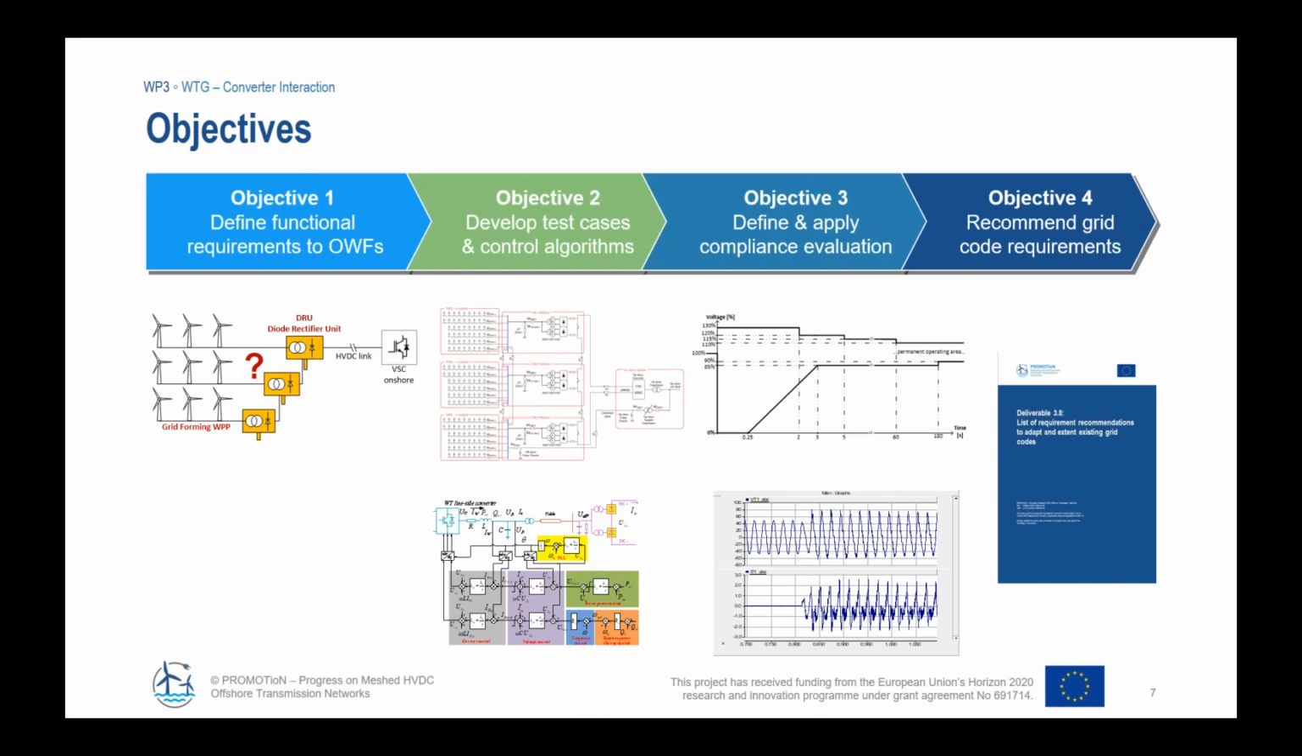black start came up as one of the main topics. So we extended this work to do the same for black start, where pretty much similar steps were followed. So the objectives were to define functional requirements, develop test cases and control algorithms, define and apply compliance evaluations, and finally recommend the grid code requirements.